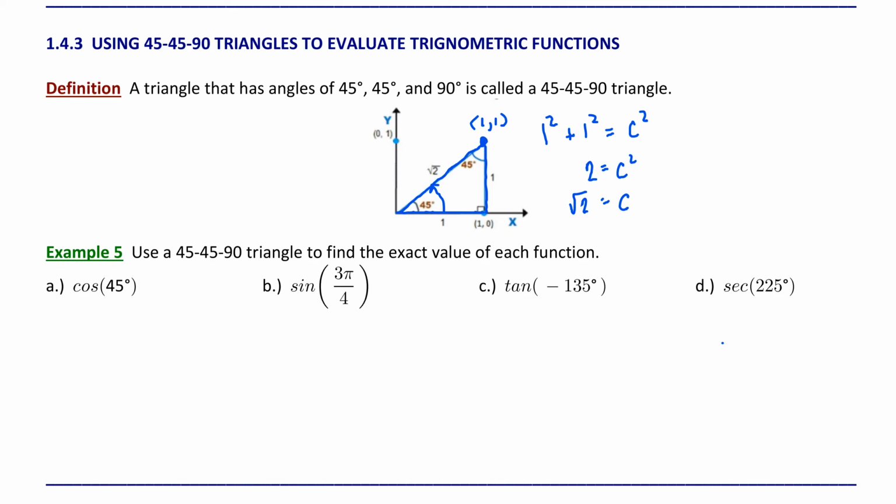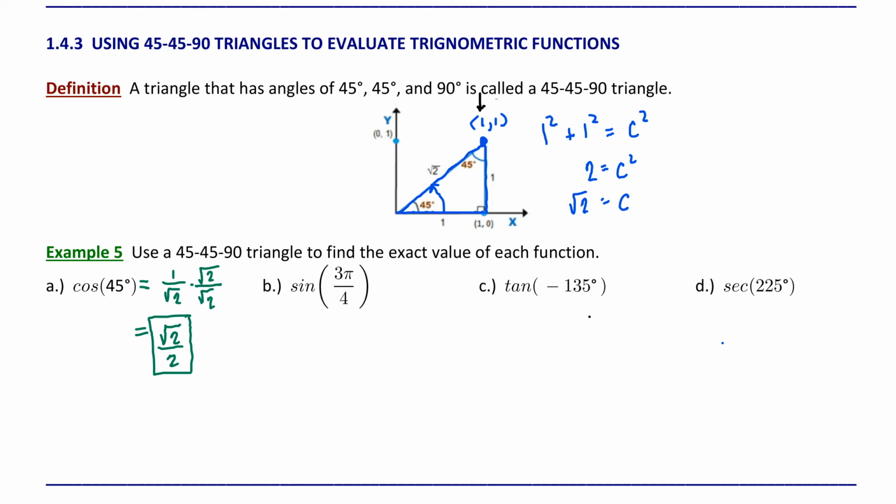Recall that cosine is x over r. So the x coordinate is 1. I can see it right here in my ordered pair. And the distance r is square root of 2. So cosine of 45 degrees is x divided by r, or 1 divided by the square root of 2. Remember, it's customary to rationalize the denominator in trigonometry, so we end up with the square root of 2 over 2. So cosine of 45 degrees is equal to square root of 2 over 2.